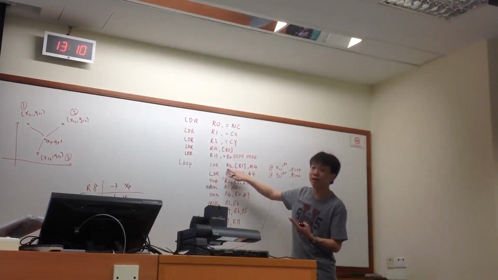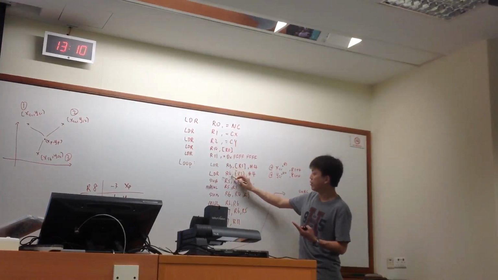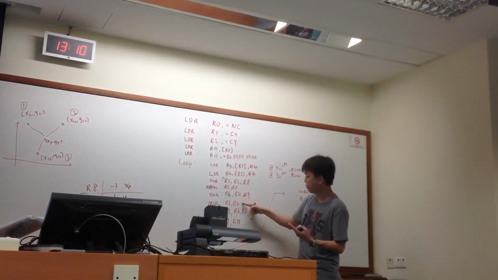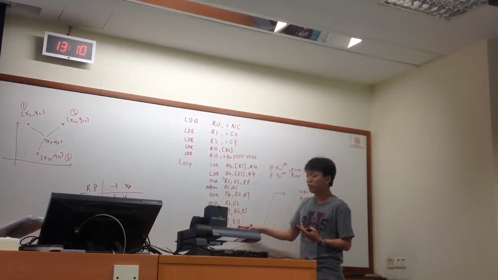I load the second number. I load the second x, second y. And then I do the subtraction, multiplication, subtraction, multiplication. I sum it up. Then this is the distance of second object. I compare the distance of second object with the first object. If it's less than or same, then I update.